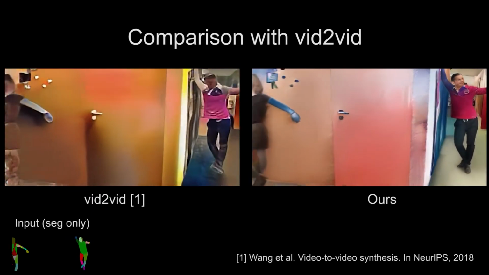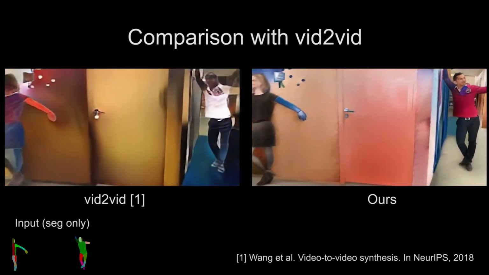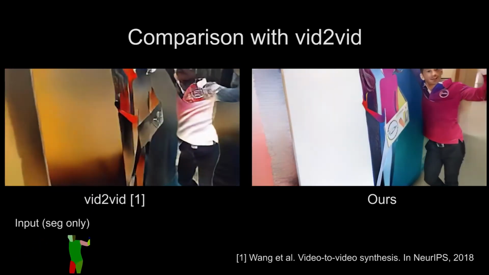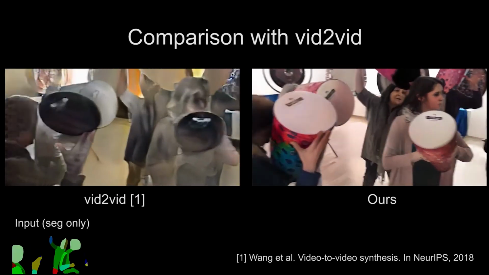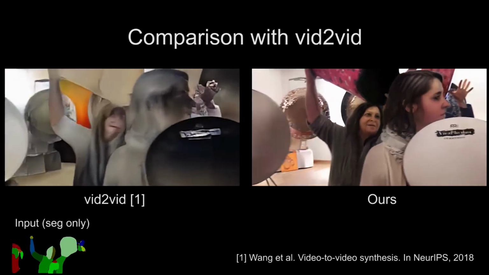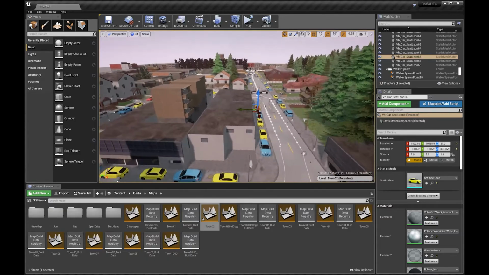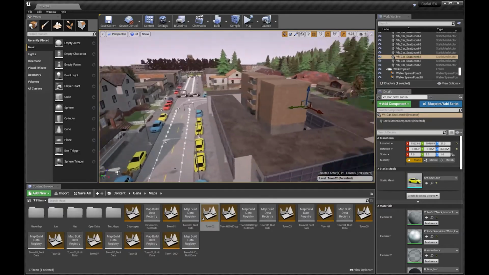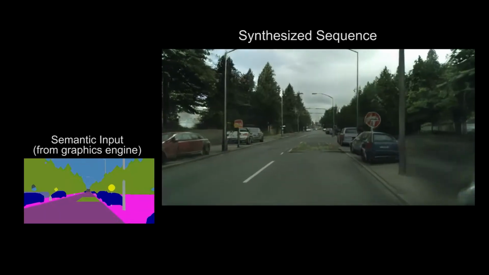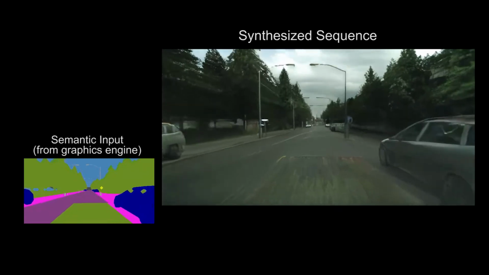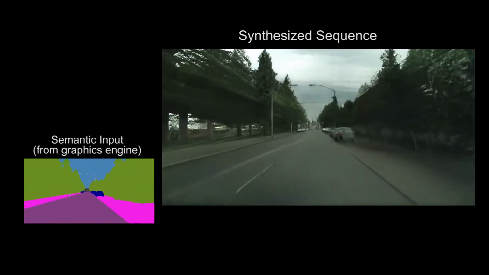Compared with vid2vid, our method can not only generate higher quality results, but also consistent frames when we revisit the same subject or location we visited before. To further verify our idea, we built a virtual 3D world using the UE4 engine. We then use the engine to render semantic inputs and pass them to our network to synthesize the output frames.